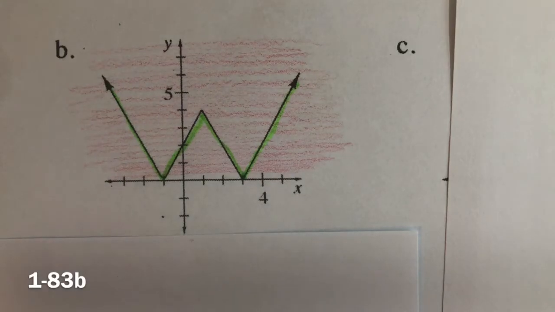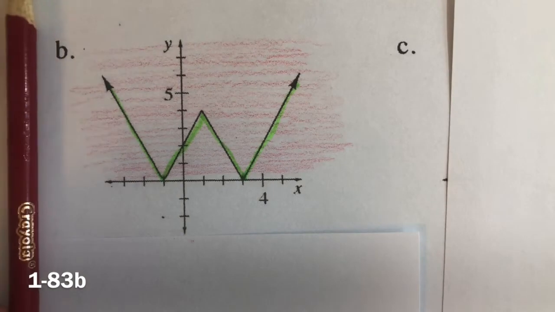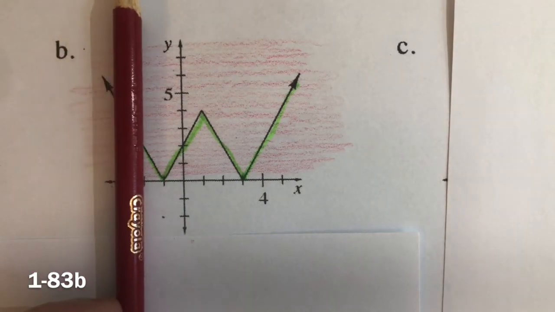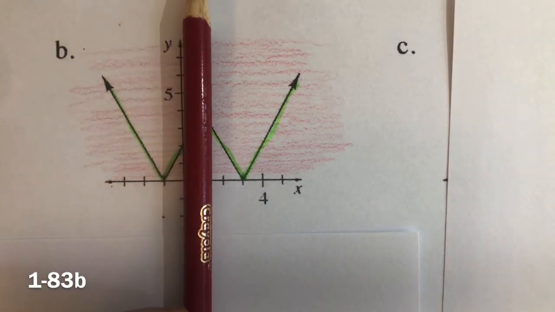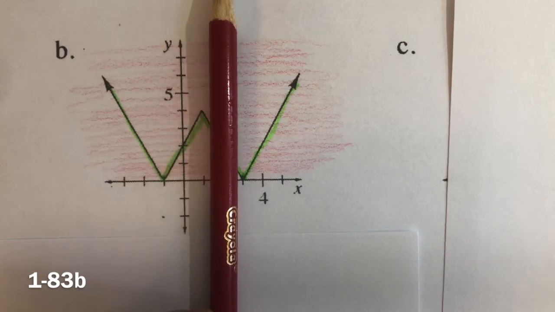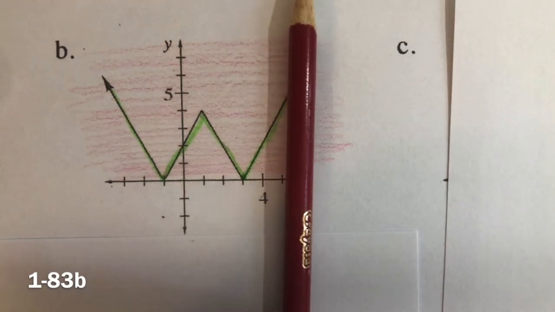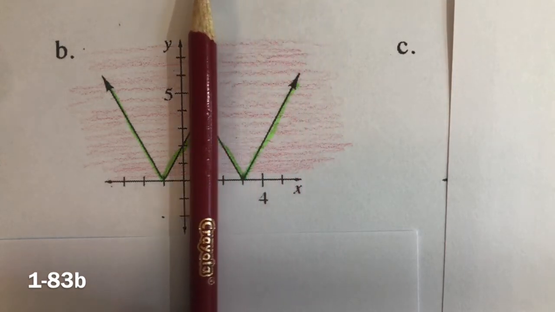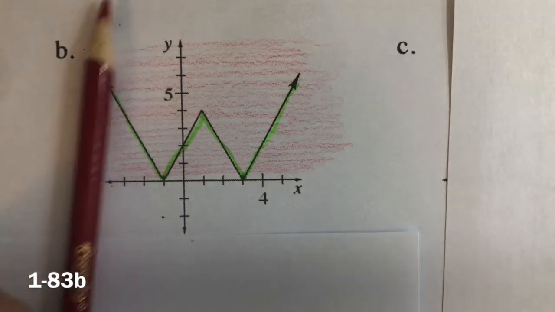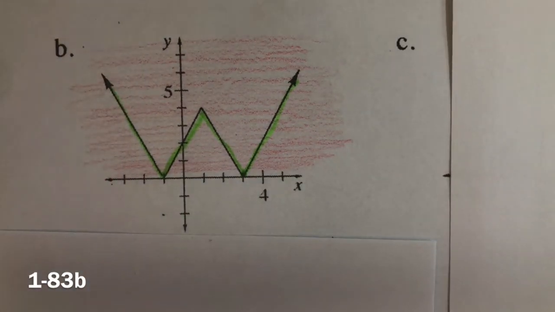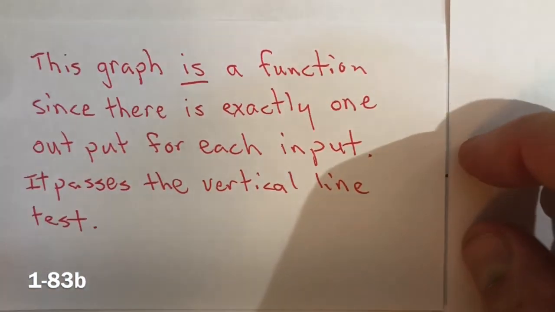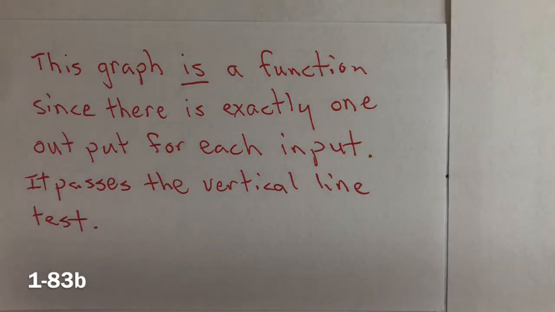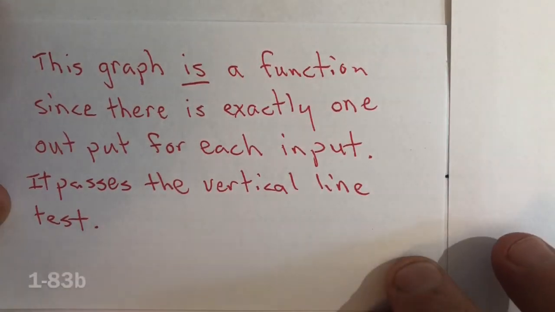For b, we're going to determine if it's a function. And I'm going to go ahead and do the vertical line test. And at no point are there multiple outputs for my input. So it only touches the graph once as I go across. So this graph is a function, since it's exactly one output for each input, and it also passes the vertical line test.